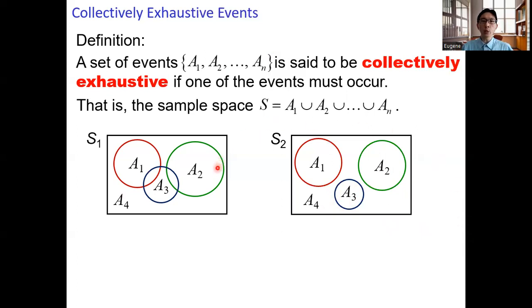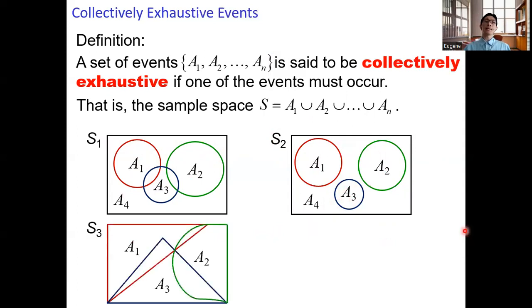The differences between sample space S1 and sample space S2 is that in sample space S1, A1, A2, and A3 are not mutually exclusive. And in sample space S2, A1, A2, and A3 are mutually exclusive.